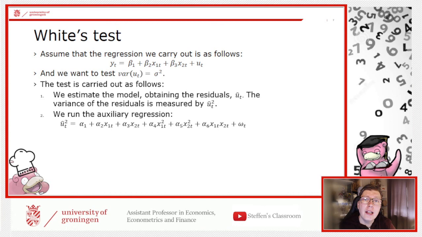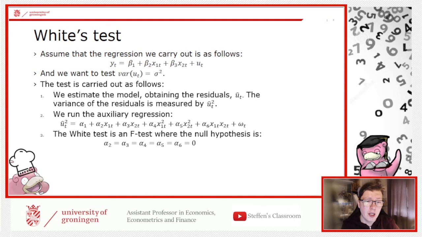That is where you see on alpha 6. You then run this auxiliary regression. That's step 2. Step 3 is then you simply conduct a straightforward F-test of all these estimates. That is, you test whether alpha 2 up to and including alpha 6 is jointly different from 0.